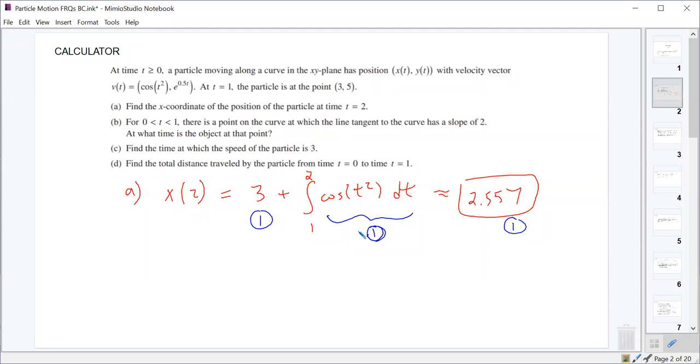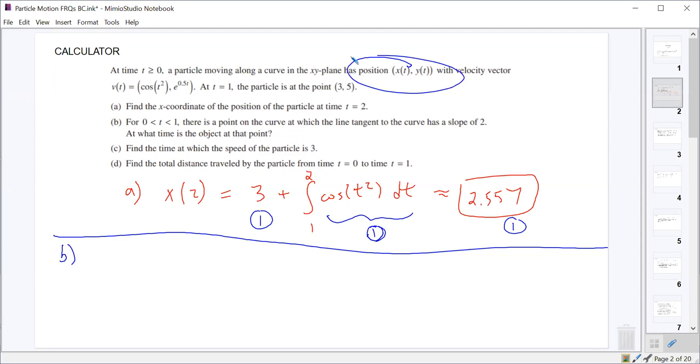All right, part B. So for part B, we're talking now only between 0 and 1 non-inclusive. There's a point on the curve where the line tangent to the curve has a slope of 2. So we want to know what time is the object at that point. To find out the slope of the tangent line to a position vector, we need to find the value of dy dx, which should be dy dt over dx dt, which we should know.